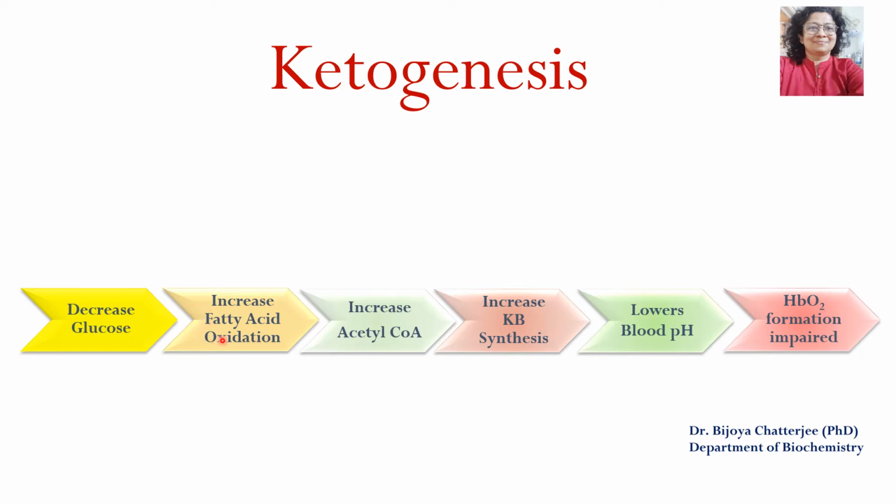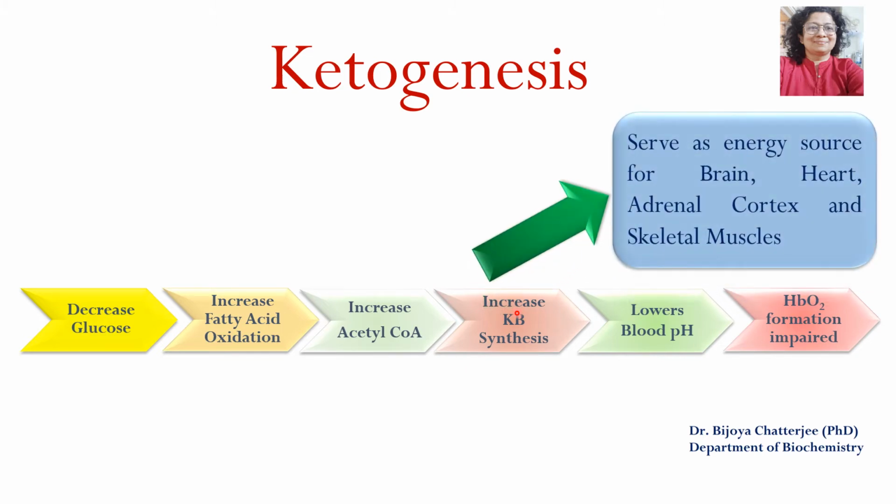increased fatty acid oxidation, which increases the concentration of acetyl CoA in circulation and in the liver, and the increased acetyl CoA leads to increased ketone body synthesis. In normal conditions, ketone bodies are needed by organs as a source of energy, such as the brain, heart, adrenal cortex, and skeletal muscles. They depend upon ketone bodies to an extent whenever there is decreased glucose.